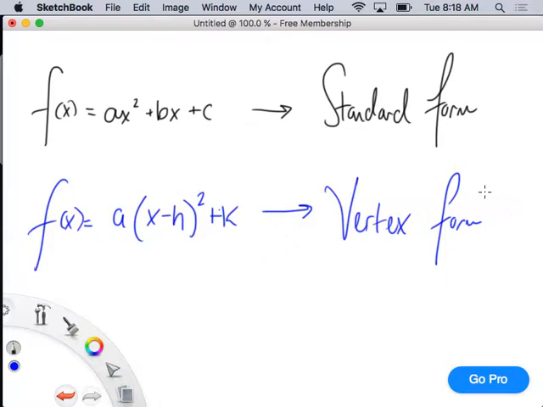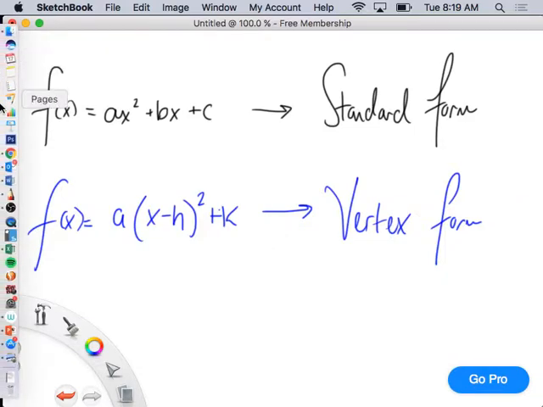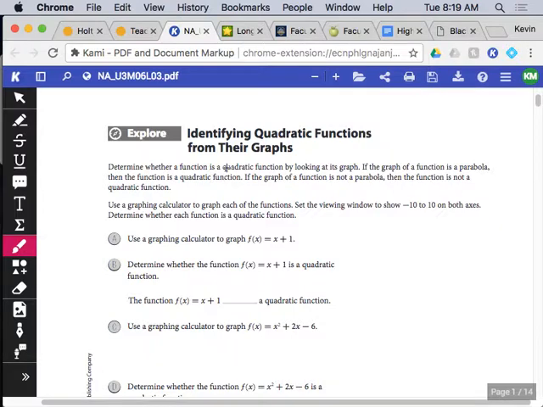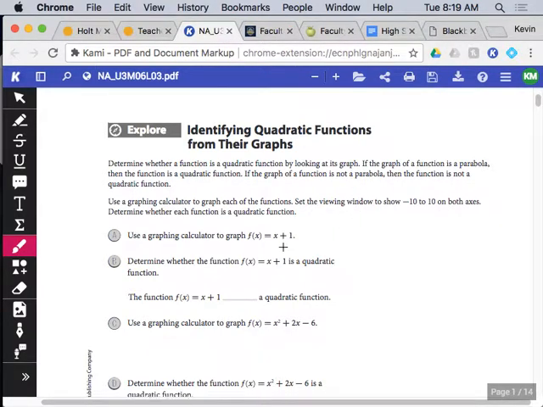Simple as that. Okay? Because in order to be a quadratic function, it has to be a polynomial of degree 2. The only way for it to be a polynomial of degree 2 is if it's got an x squared term. Is that clear? Okay. So with that, we start our lesson. So it first says identifying quadratic functions from their graphs. All right. So it's the first one.